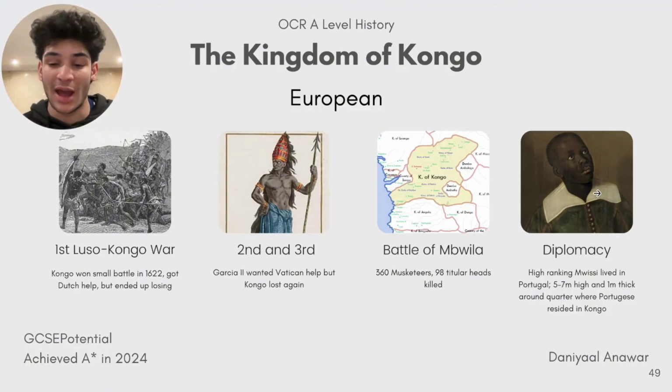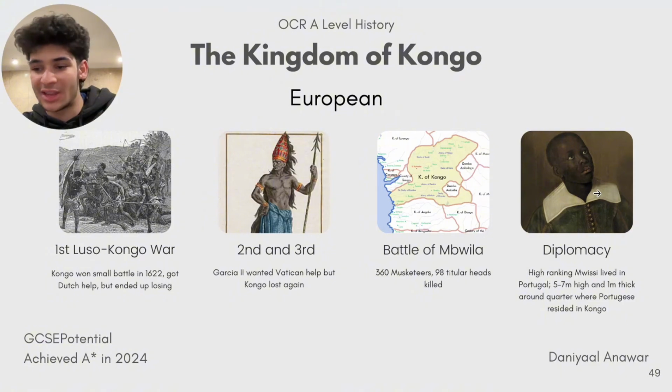The places where the Portuguese resided in Congo, obviously you had to make them really nice. So a wall was established that was 5 to 7 meters high and 1 meter thick, around the quarter where the Portuguese resided in Congo, to sort of protect them. So yeah, they had diplomacy taking place between Congo and Portugal to establish good relationships. However, obviously, there was beef.